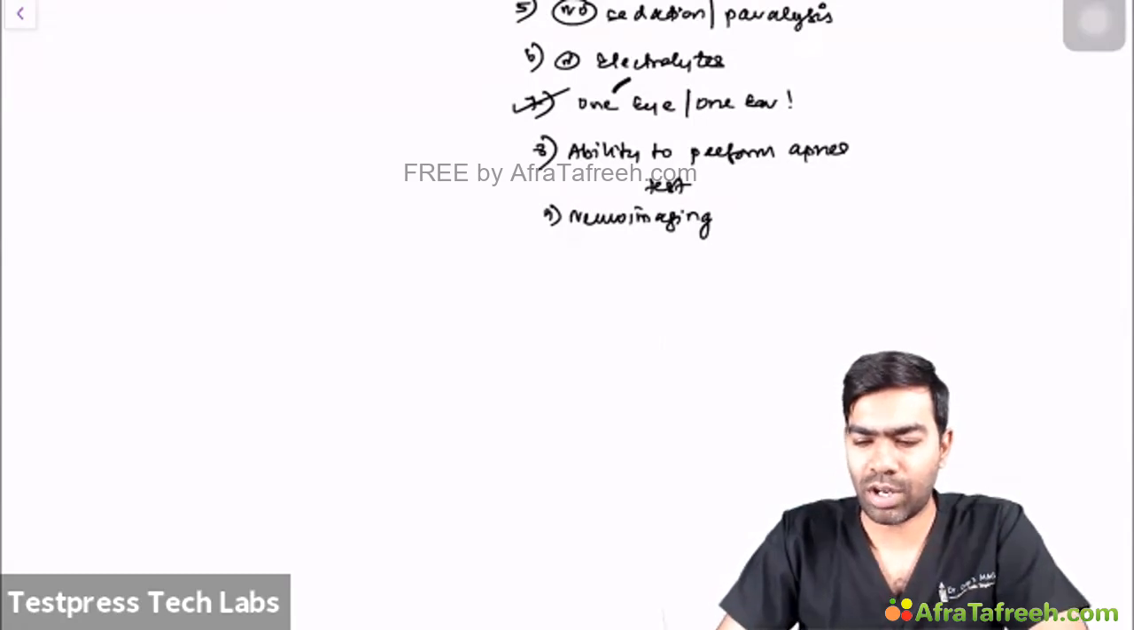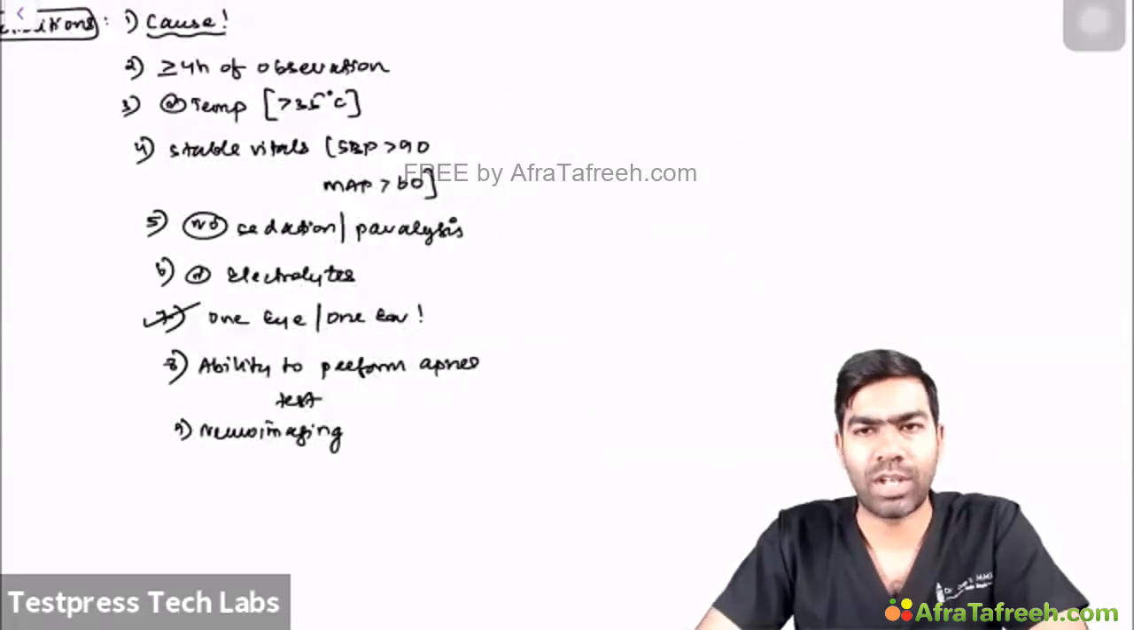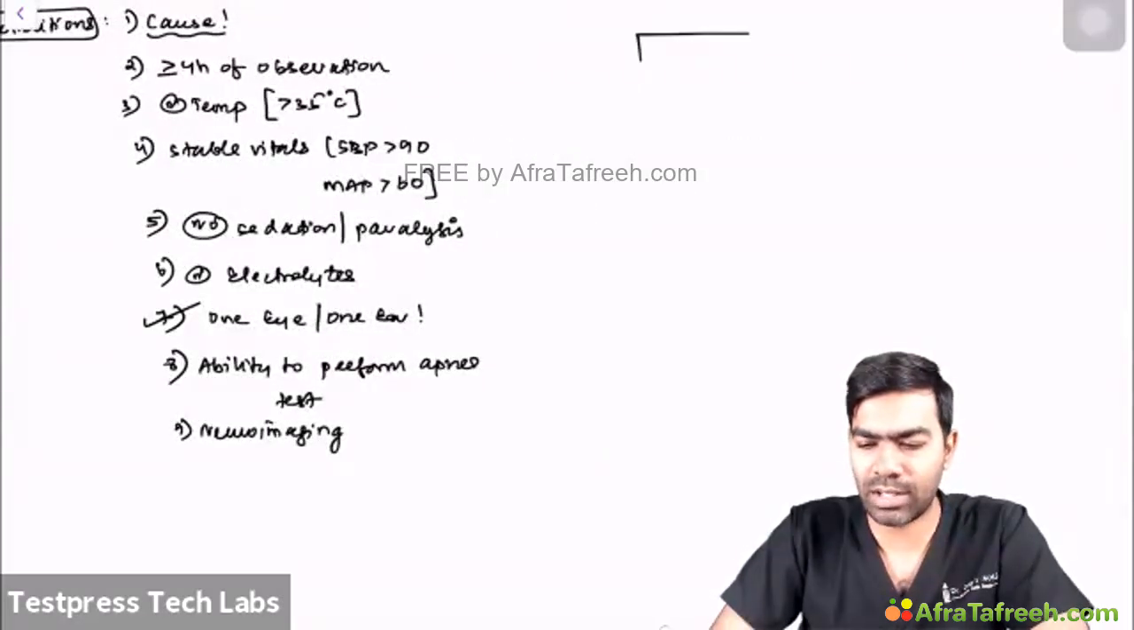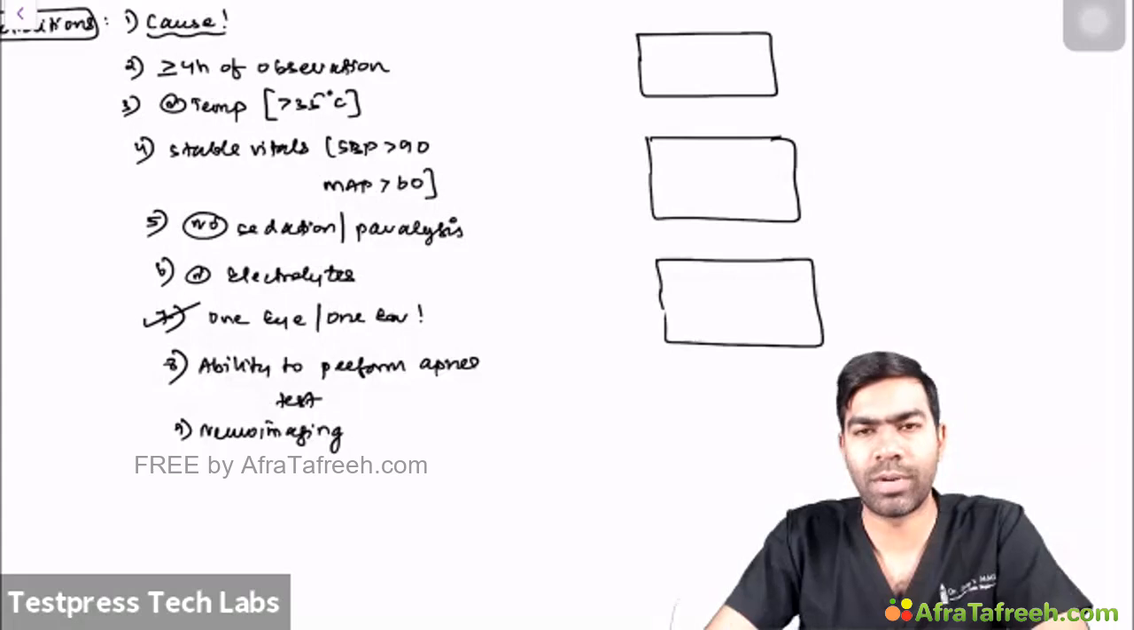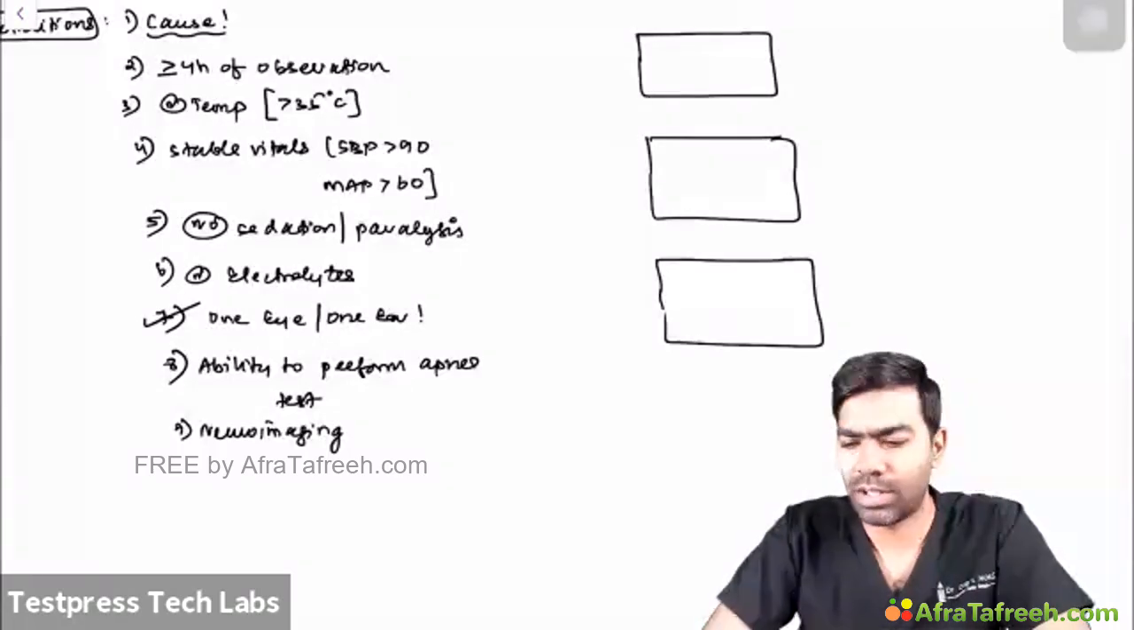So let me talk about one by one. What are the reflexes that I can prove? You have multiple reflexes. You start at the pontine level, then you go to the midbrain level, then the medullary level, and you have the upper medullary level and the lower medullary level. From the midbrain level, you know the most important reflex is going to be the pupillary reflex.